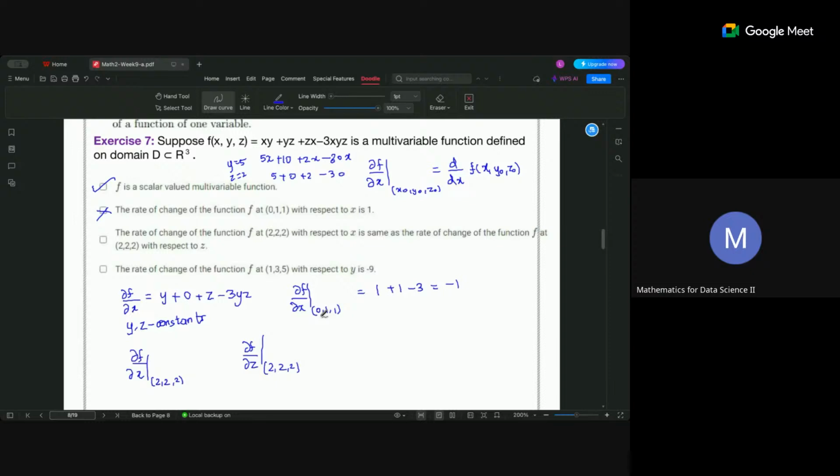Okay, fine. Now calculate this value, ∂f/∂x at 2, 2, 2. What is the answer?